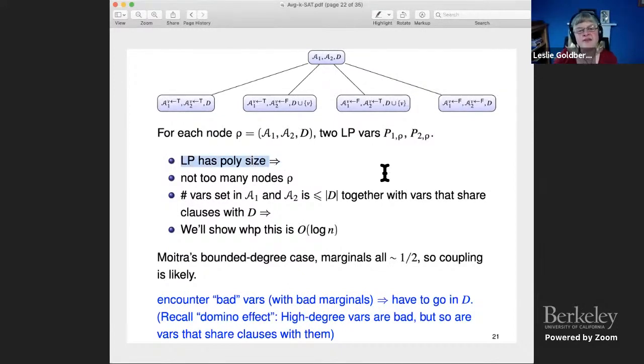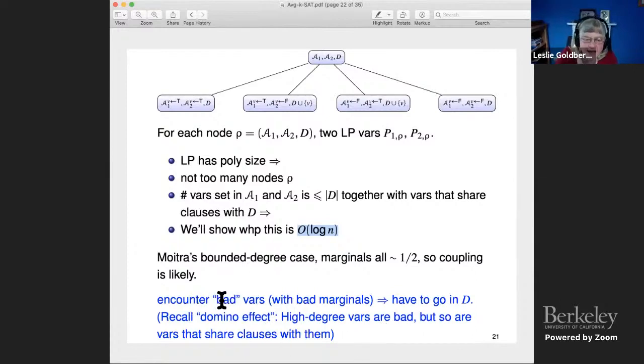What do we find? We find that we need the linear program to have polynomial size, otherwise we can't run it. So we can't have too many nodes in this coupling tree. But if we look at the variables that are set in the two assignments, what is it? Well, it's the ones that disagree together with the variables that share clauses with them. And so what we're going to need is for that to be log n. So that's going to be a really important thing that's going to have to be true. In Moitra's case, marginals are all a half, so the coupling goes quickly, and that turns out to be true.